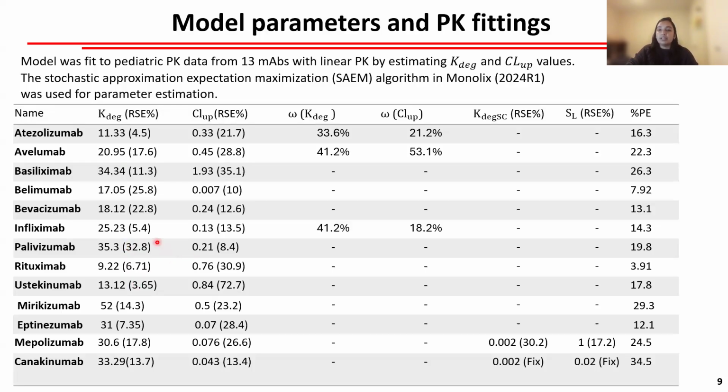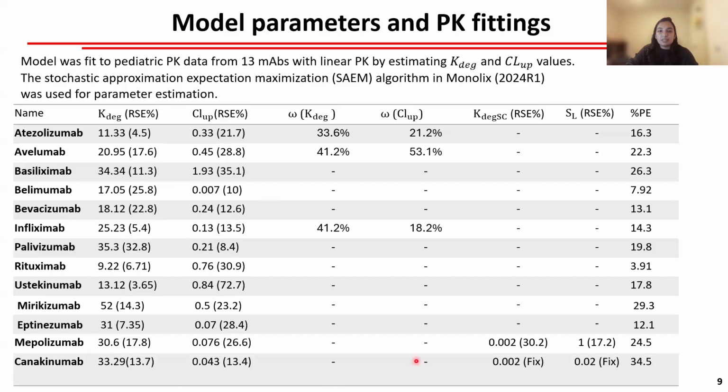For each antibody, two key parameters, CL uptake, which was the non-specific uptake rate, and KDEG, which is the non-specific degradation rate in the endosome, were estimated using available PK data across different age groups. As shown here, these parameters were estimated with reasonable confidence.